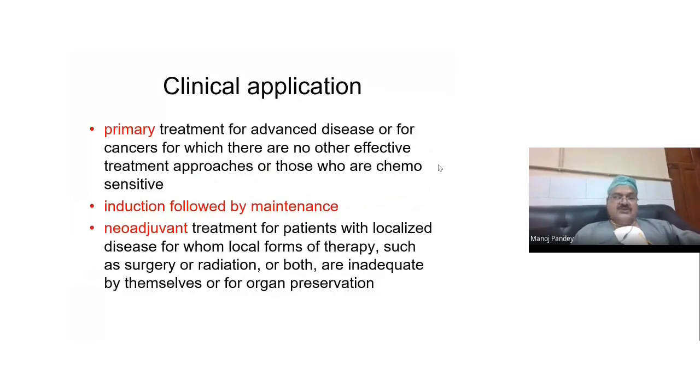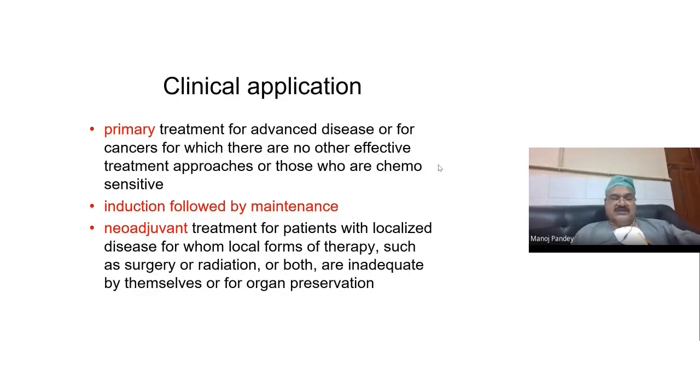Now, how are these used? So chemotherapy is used as a primary treatment. Like I said, lymphoma, leukemia, or other blood cancers, where surgery and radiation are not effective, chemotherapy is the primary modality of treatment. Chemotherapy is also the primary modality of treatment when the disease is advanced and surgery is not possible.